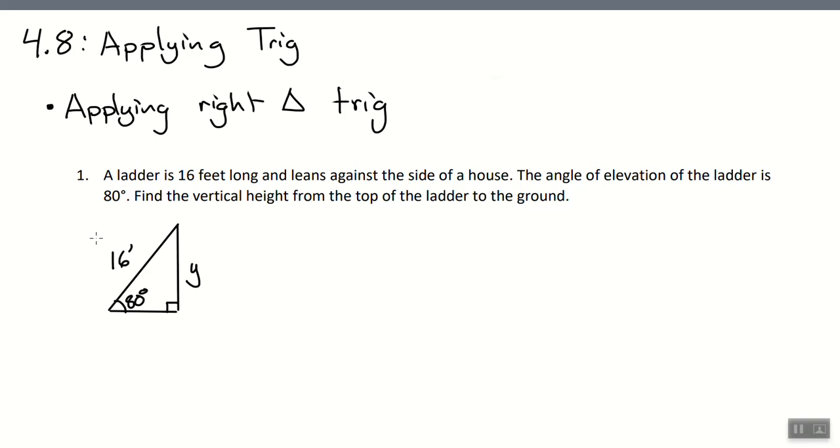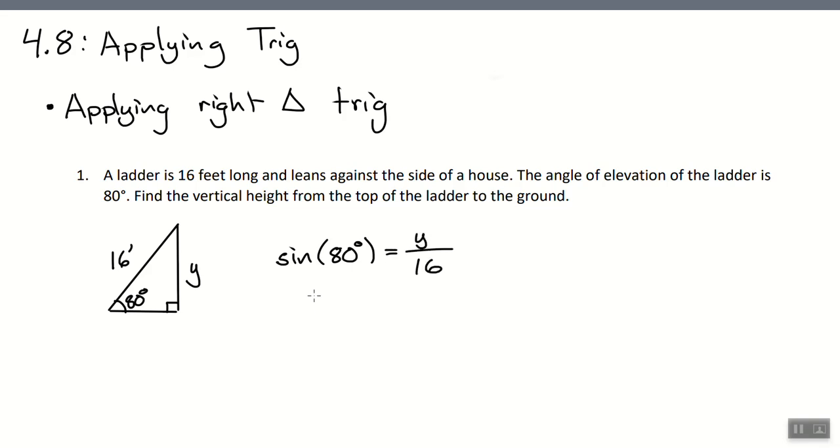So I have the hypotenuse, and I'm trying to solve for the what? The opposite. So which trig function has opposite and hypotenuse? Sine. So here we go. The sine of, what's the angle we're working from? 80 what? Degrees. Equals, what's the opposite length? Over 16.